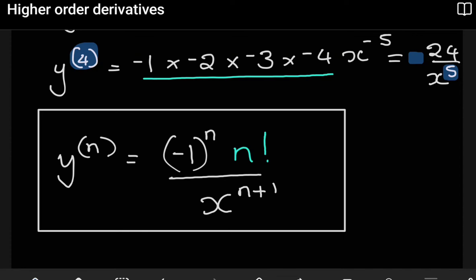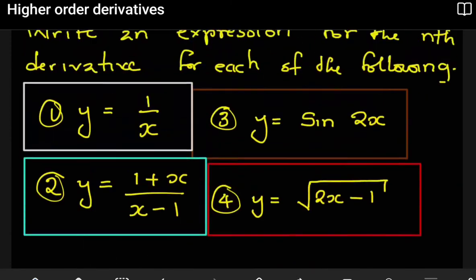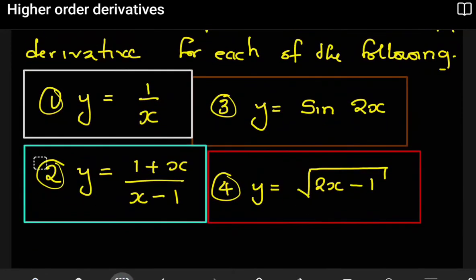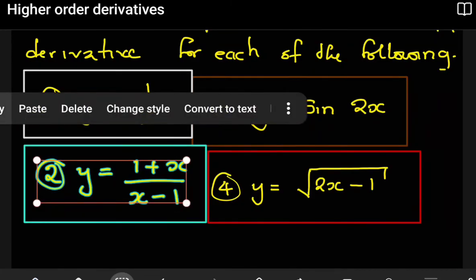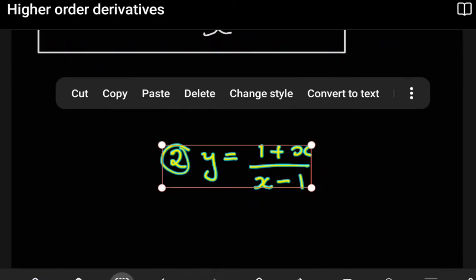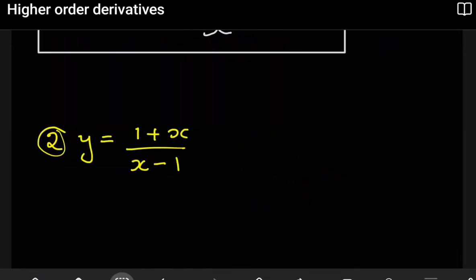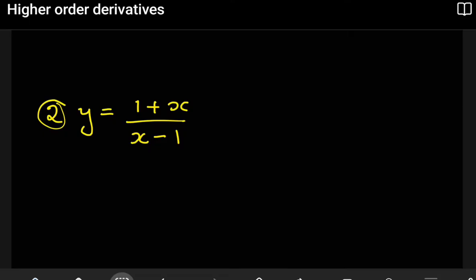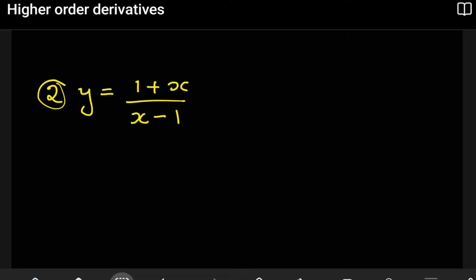Okay, with this one sorted out, let's move on and look at our next example. What if you had something like this? And again, they want you to predict the nth derivative. How do you do that? Well, in this case, just like before, you want to start by differentiating a couple of times, then trying to see the behavior. But for us to differentiate this, first we're going to use quotient rule.